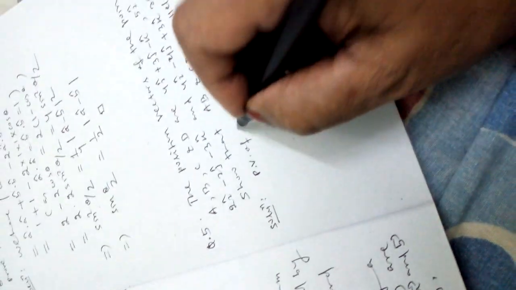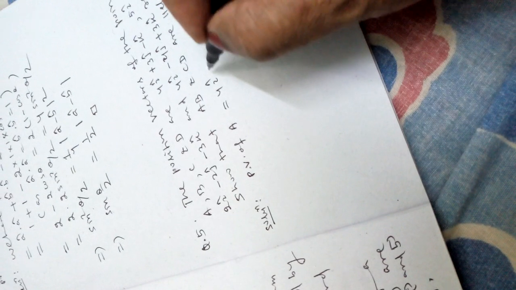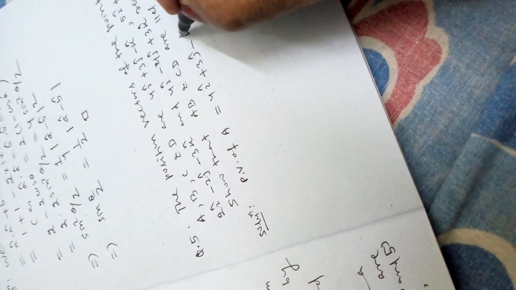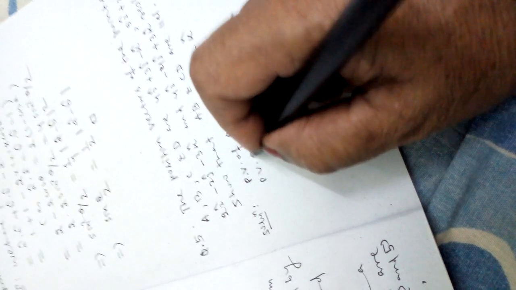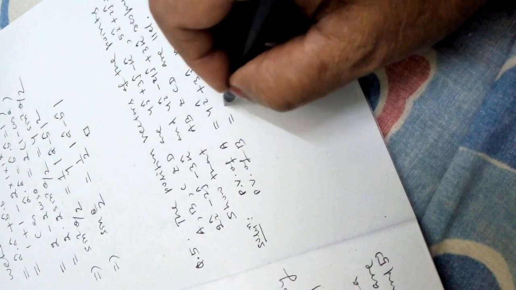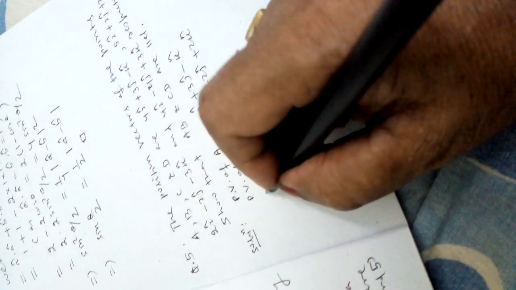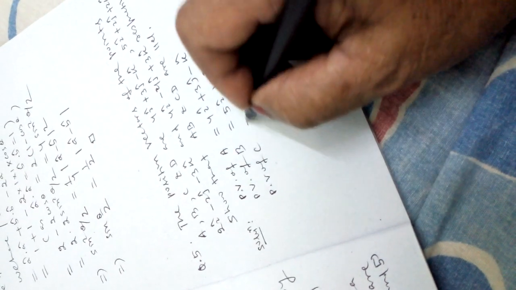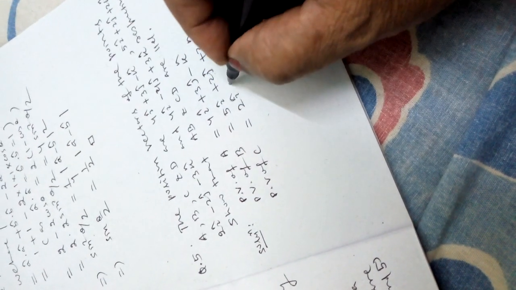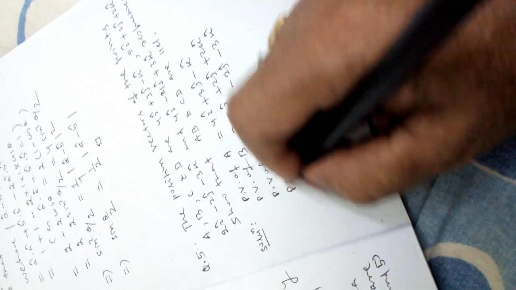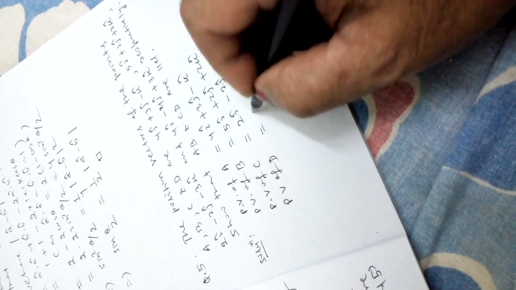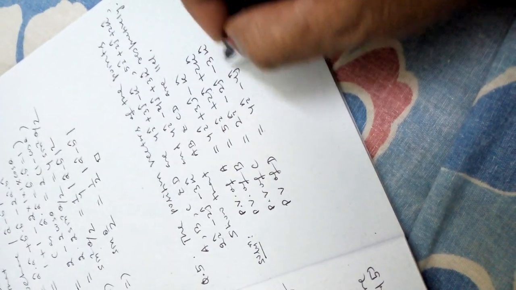Position vector of A is equal to 4i cap plus 3j cap minus k cap. Position vector of B is equal to 5i cap plus 2j cap plus 2k cap. Position vector of C is equal to 2i cap minus 2j cap minus 3k cap. And position vector of D is equal to 4i cap minus 4j cap plus 3k cap. Now we have to find AB and CD.